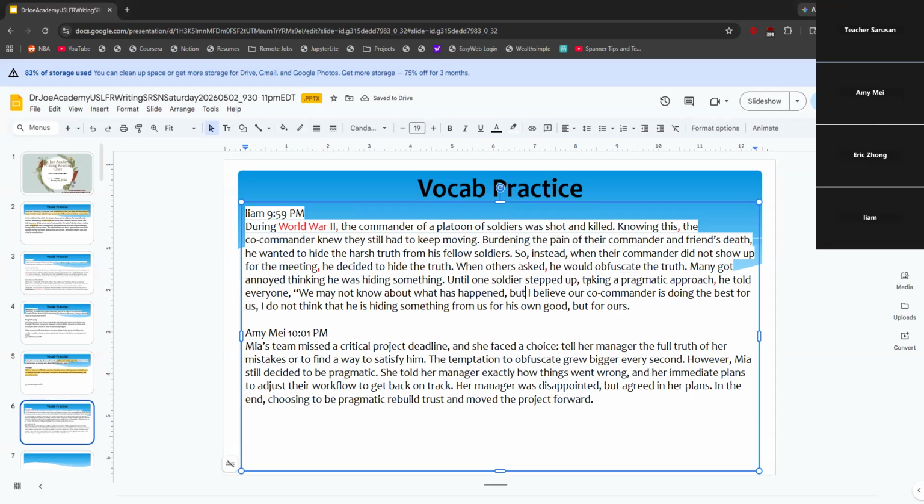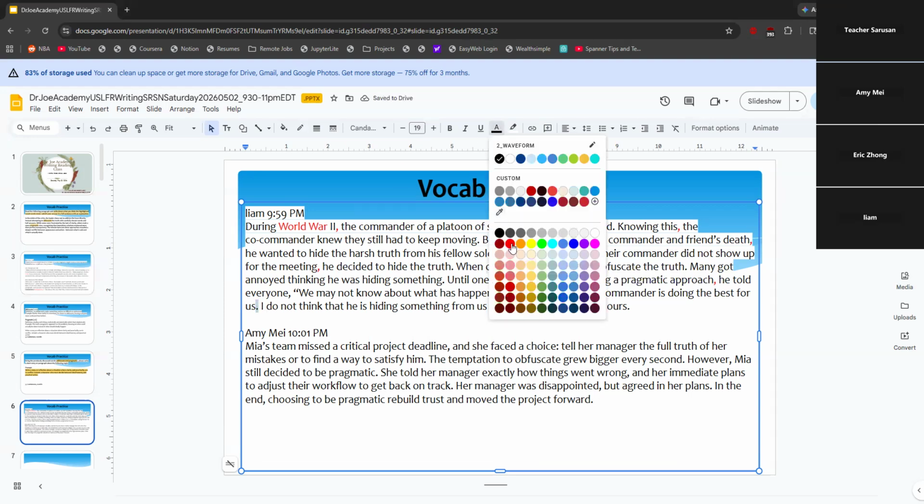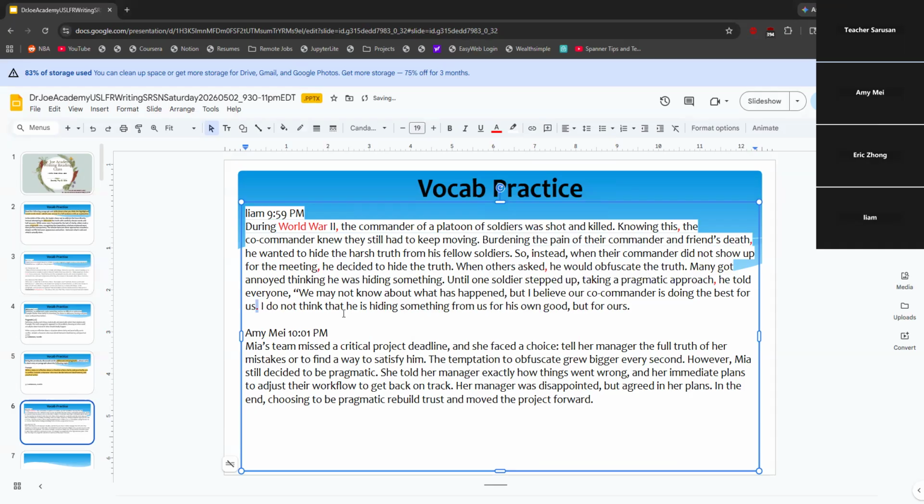I do not think," and this is not going to be a comma, it's a period. It sounds more like two separate sentences instead of one long one. Excuse me. I do not think that he is hiding something from us for his own good, but for ours. And we're missing the end quotation. So a bunch of punctuation issues here.